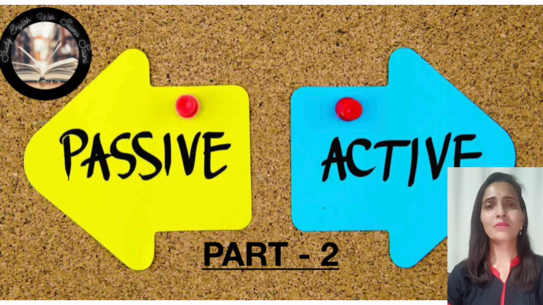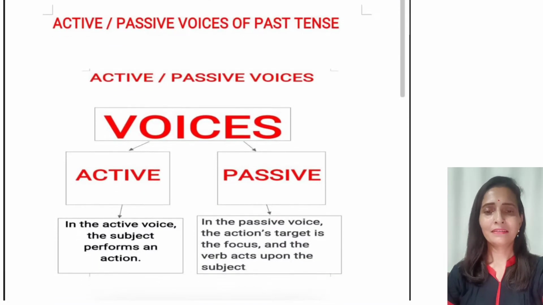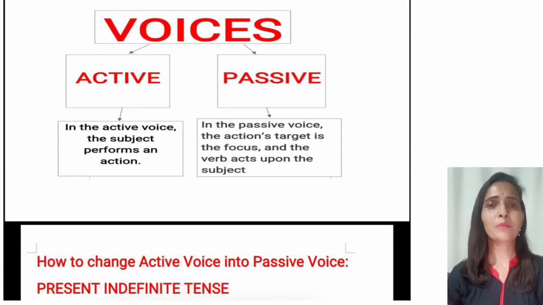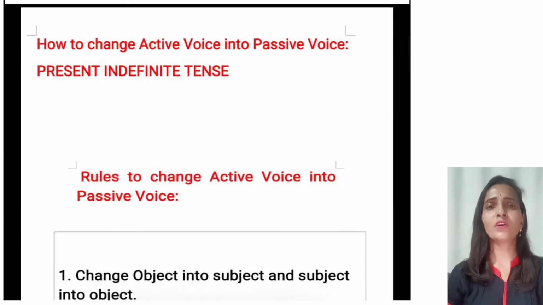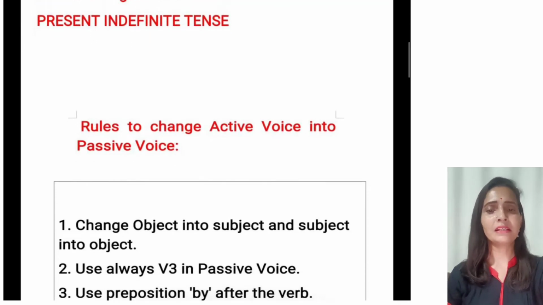So students, today we will continue with the second part of active passive voices of past tense. So let's start. There are two types of voices, active voice and passive voice. Okay. So let's understand how to change active voice into passive voice. So let's start with the past indefinite tense.